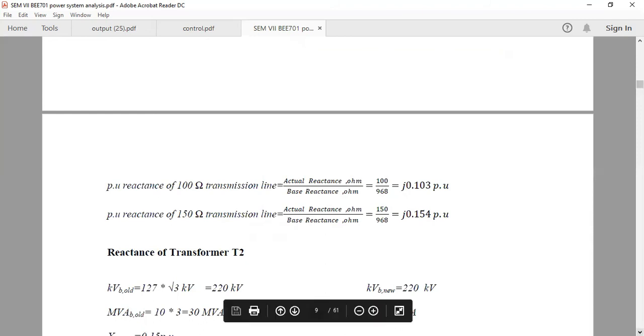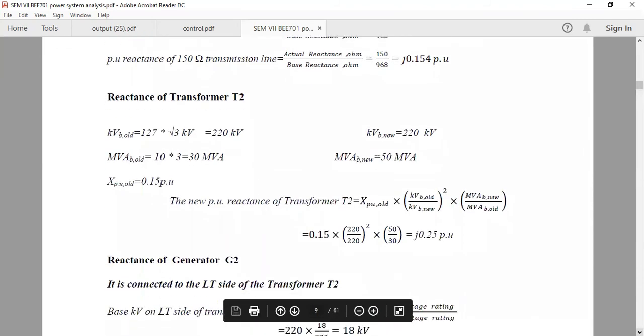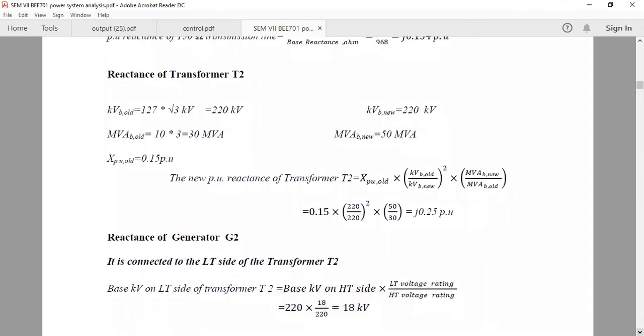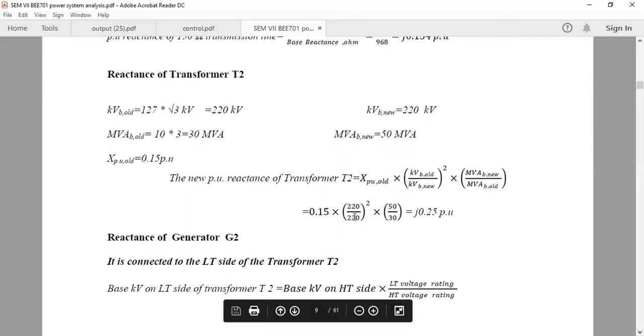Then we will proceed to transformer T2. For transformer T2, the old voltage is 220 kV and the new base voltage is also 220 kV. By referring to the primary side of the transformer, as we have discussed, MVA old is 30 MVA and MVA new is 50 MVA. Therefore, with the help of the formula, the new per unit reactance of the transformer is j0.25 per unit.